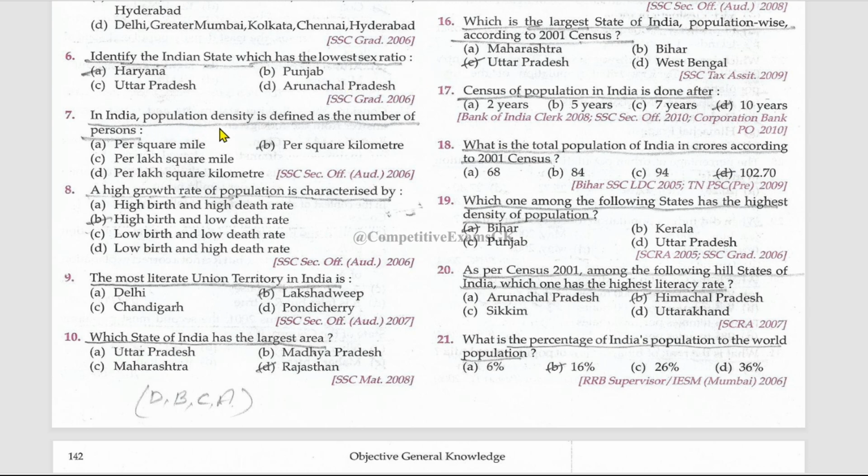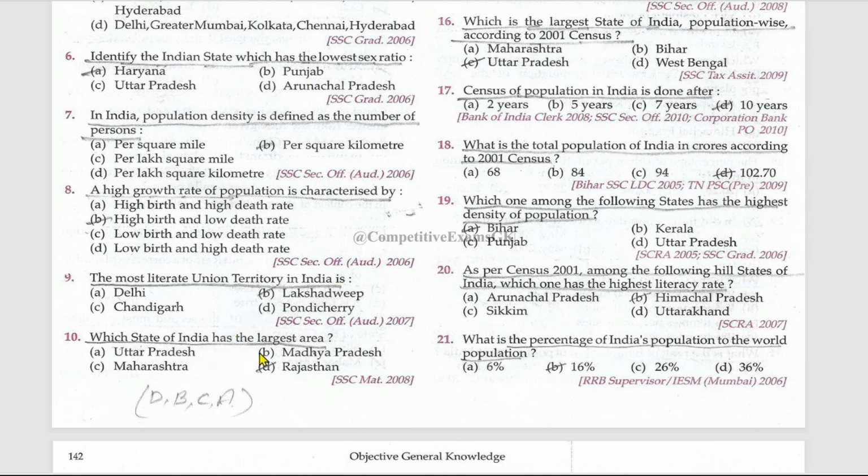India's population density is defined as the number of persons per square kilometer. The high growth rate of population is characterized by high birth and low death rate. The most literate UT in India is Lakshadweep.